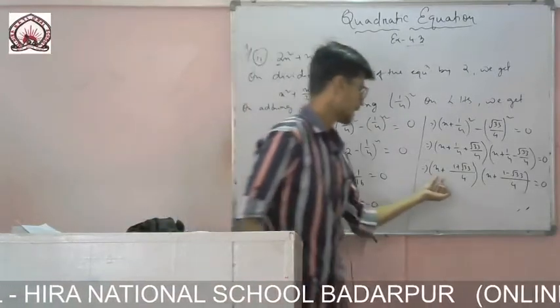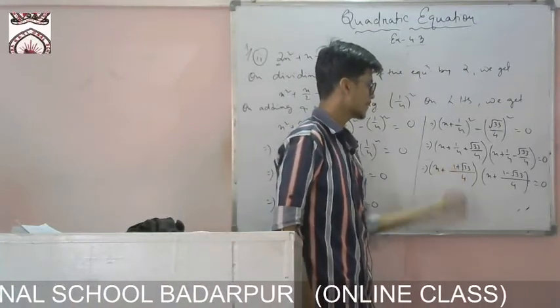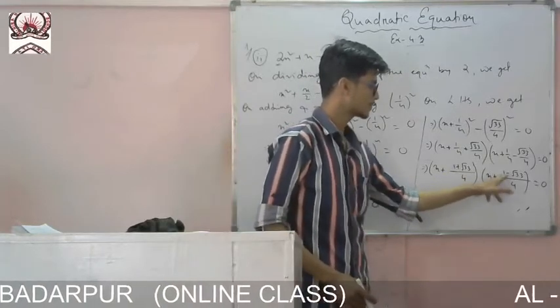Now I can write x will be equal to, if I write this one equal to 0, that means x value is coming minus of this one whole one, and another it will come plus of this one.